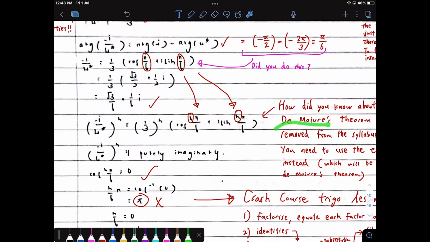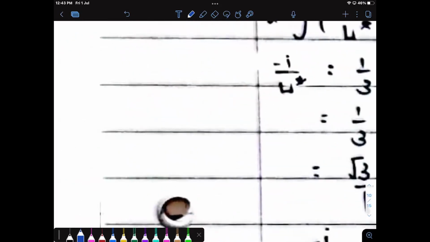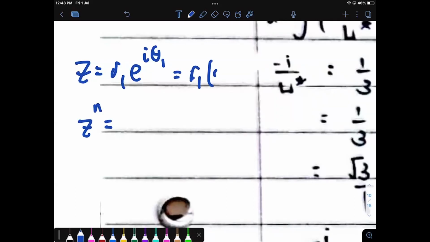It's called De Moivre's theorem. The proof is very simple. Let me show you now. If you have z equals r e to the power of i theta, and you raise it to the power of n, this is really just r times cosine theta plus i sine theta, correct?